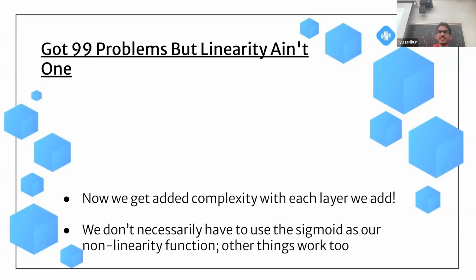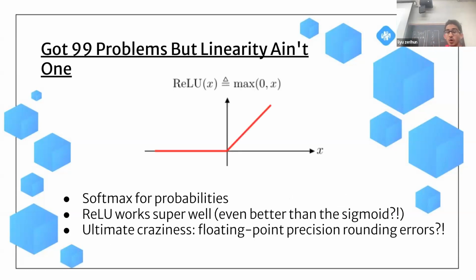So that's the prototypical example. It's not used that much anymore because we have better ones. One that works really well is called ReLU, and this is what ReLU looks like. It's just 0 until you get to 0, at which point it's just like y equals x.